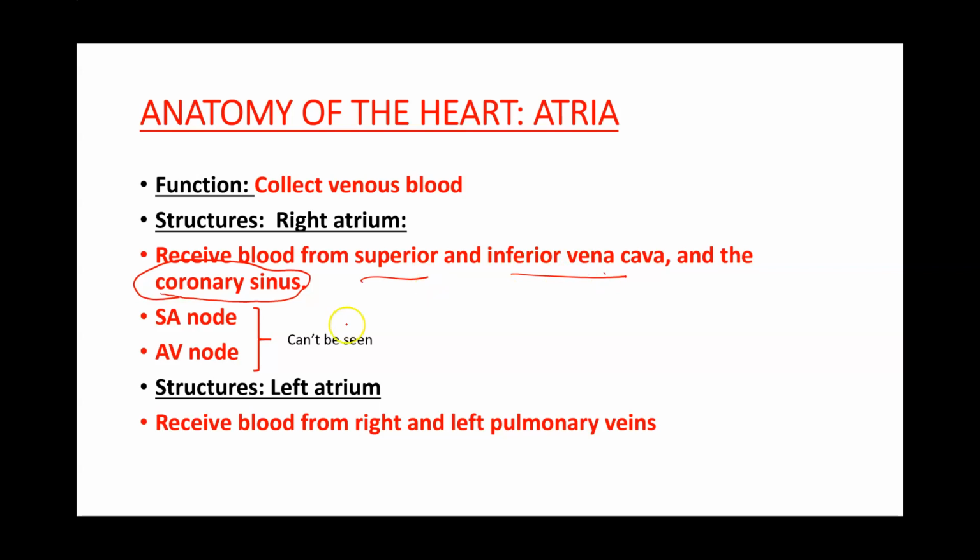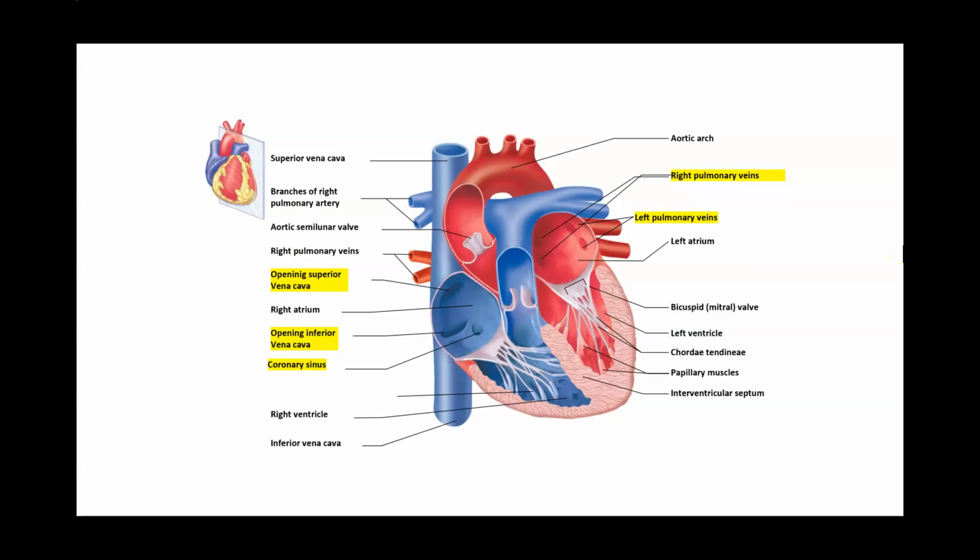Also on the right atria, we're going to find 2 structures that cannot be seen because they're microscopic. And we're going to talk about these a little bit later. Those are the SA node and the AV node. They're found on the right atrium. On the left atrium, the left atrium receives oxygenated blood from the right and left pulmonary veins. Okay, so let's go through these.